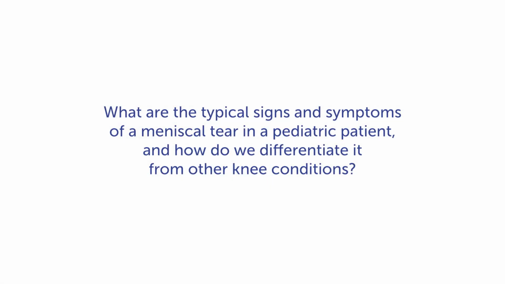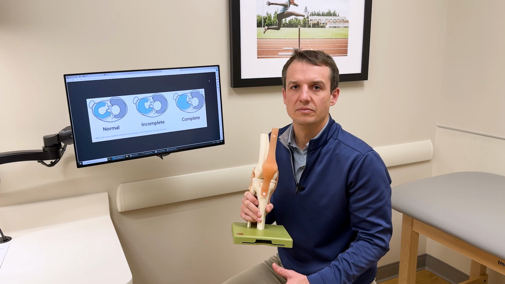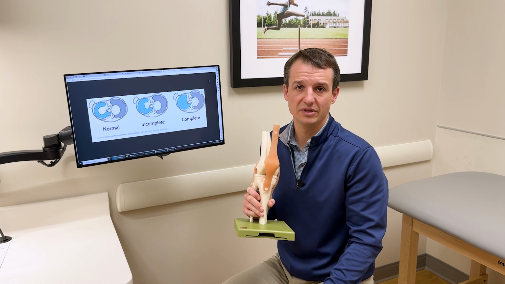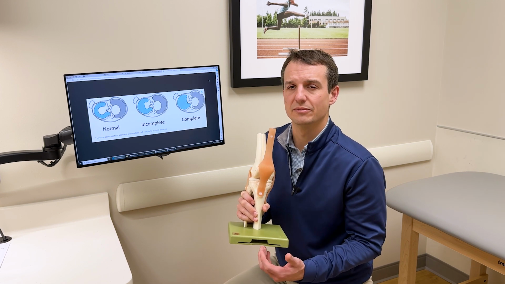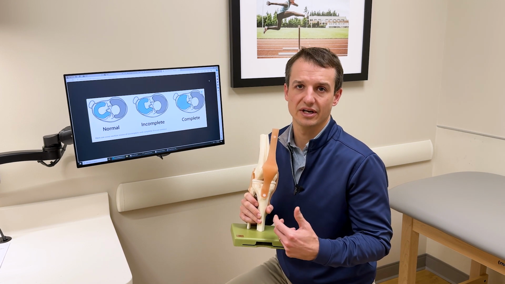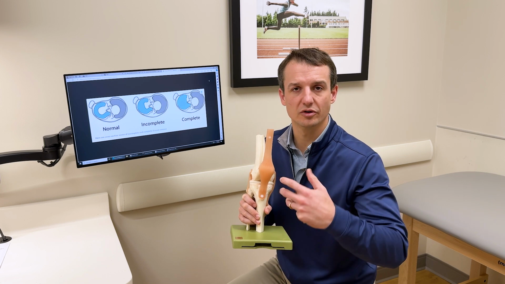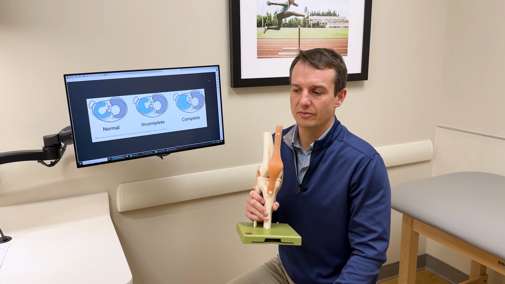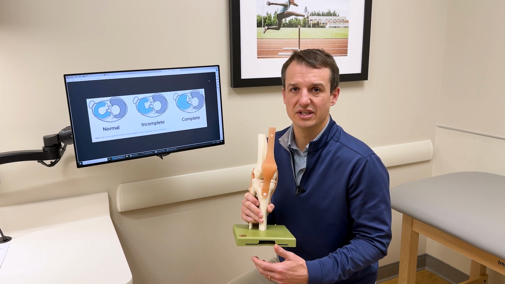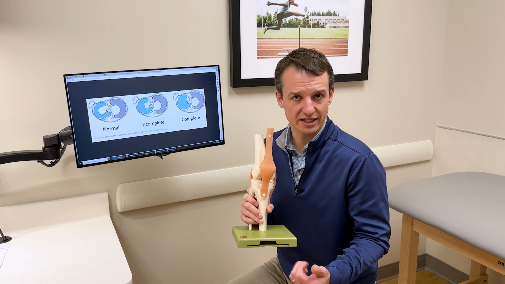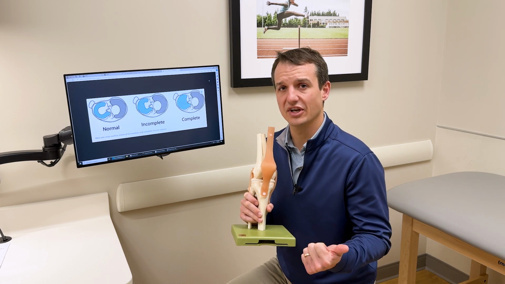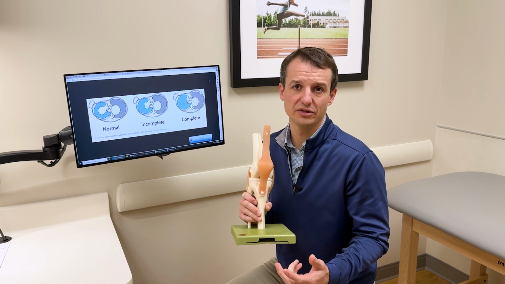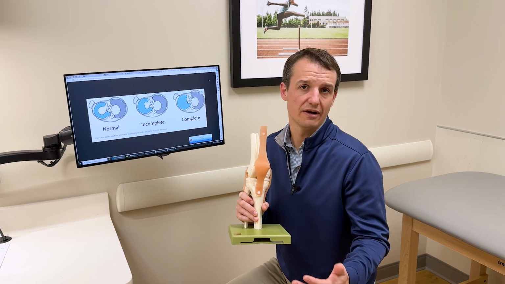What are the typical signs and symptoms of a meniscal tear in a pediatric patient, and how do we differentiate it from other knee conditions? Meniscus tears are very common in the pediatric patient. A lot of times the history with a meniscus tear is a hyperflexion type injury or a twisting injury. Whenever you have a patient that has a tense, swollen knee, the top three diagnoses are either going to be an ACL tear, a meniscus tear, or a patellar dislocation, and then also a possible fracture.